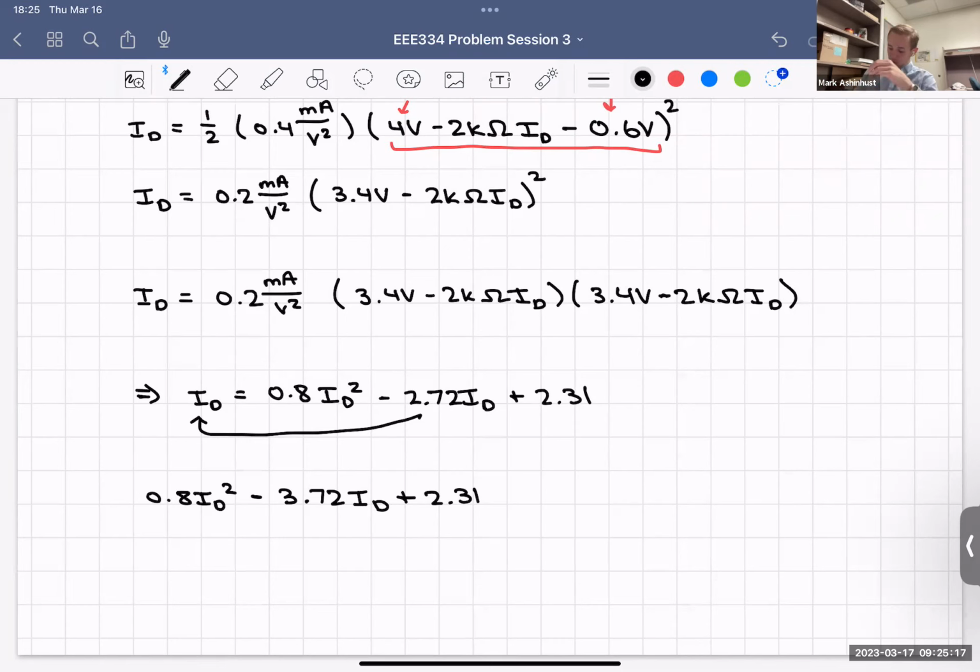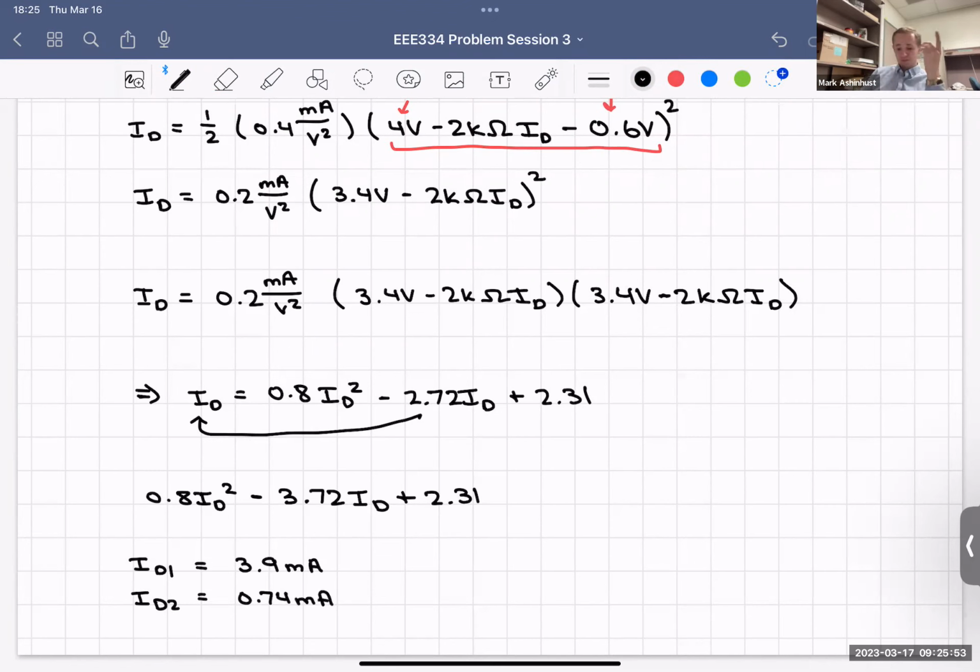Next, put in these numbers. Put in 0.8 and then negative 3.72 and then positive 2.31, and then hit your top right key to solve. It's going to spit out 2 answers at you, 2 roots. Those 2 roots are going to be ID1 and ID2. I'll write them right here, and then I'll copy them onto the other page as we continue. ID1 for me was 3.9 milliamps, and ID2 for me was 0.74 milliamps.